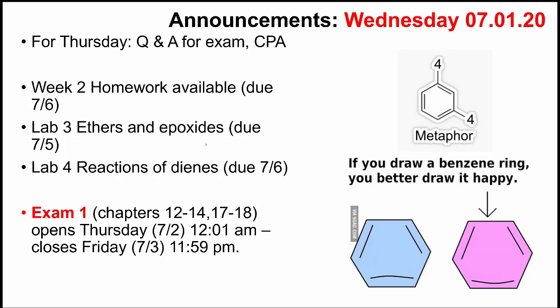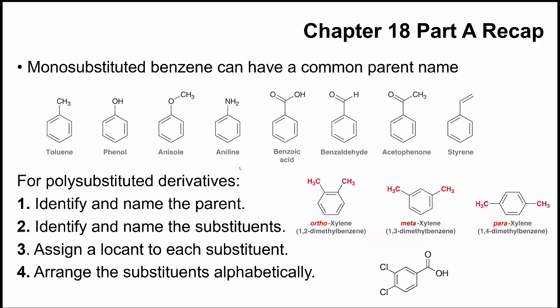All right, so we'll just go on to our recap here. In chapter 18, we're looking at different aromatic compounds, and the most common aromatic compound is benzene. A lot of these can have common names because apparently organic chemists of the past wanted short names for everything so that we'd have more things to memorize. If you have a benzene with a CH3 group, that one is called toluene. If there's an OH, which we've seen already, that one is phenol. Anisole has an OCH3 group.